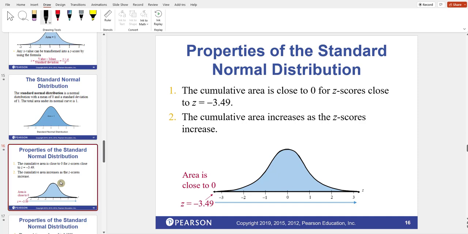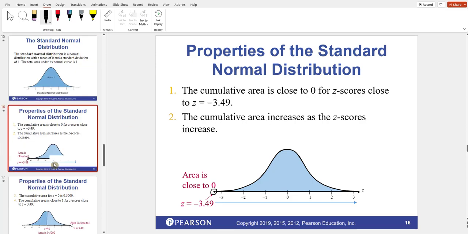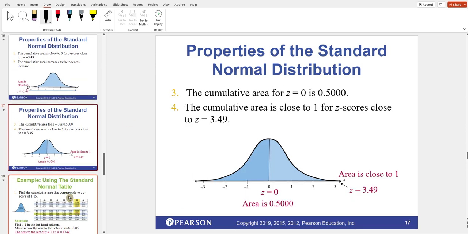So if you look over here, the cumulative area is close to 0 for z-scores close to negative 3.49. So this is negative 3.49, but as you can see, it doesn't have much area to it. It's close to 0. The cumulative area increases as the z-scores increase. So if you look at this next one, let's say we are now at z equal to 0. We want to find out the area to the left of that. So this is this area here. Well, as you can see, z equal to 0 splits the graph in half. So this is 50-50. So this will be 0.5.